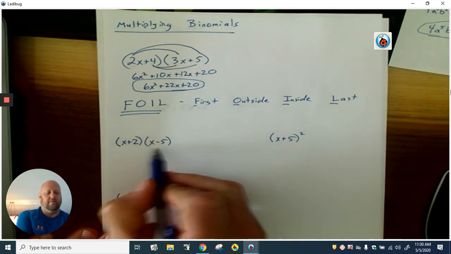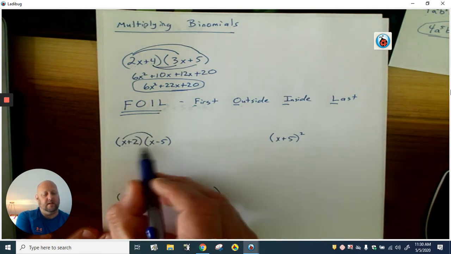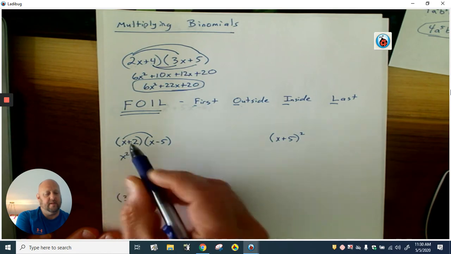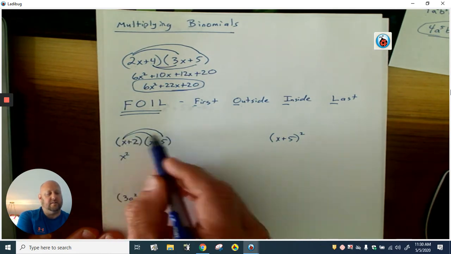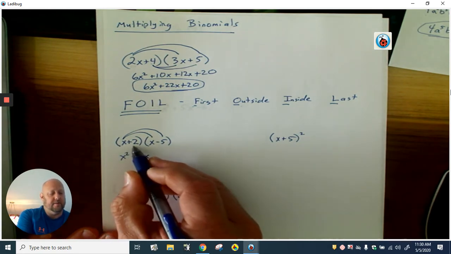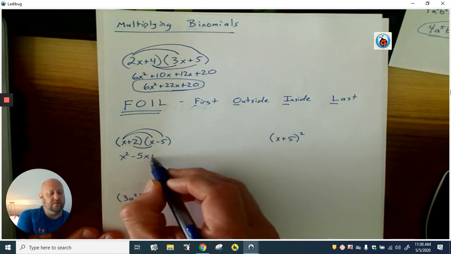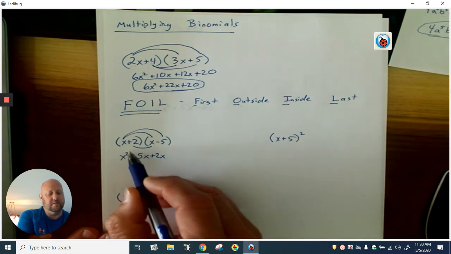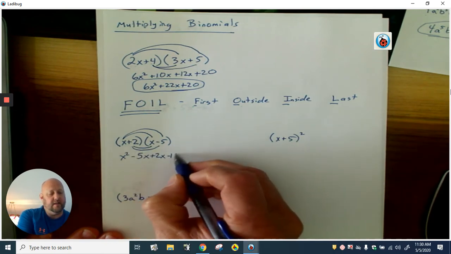Again, we have a binomial. We multiply the first numbers together. That x and x makes x squared. That x and the negative 5, so now we have to do our outside numbers, would make negative 5x. The 2 and the x would make a 2x. Those are our inside numbers. And then our last numbers, 2 and a negative 5, makes a negative 10.